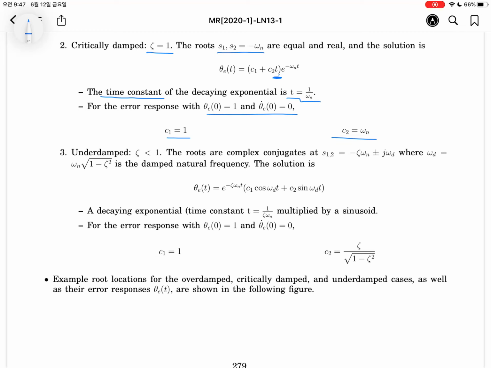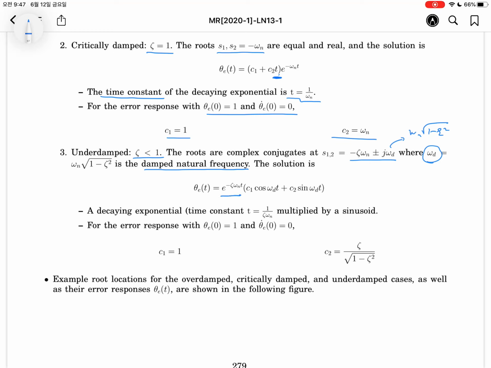Okay, a more difficult case will be the underdamped case, where zeta is less than 1. The roots are complex conjugates. Maybe you're good at this one. Omega d will be omega n times the square root of 1 minus zeta squared. Omega d is called the damped natural frequency. According to the damping ratio, this value will vary.